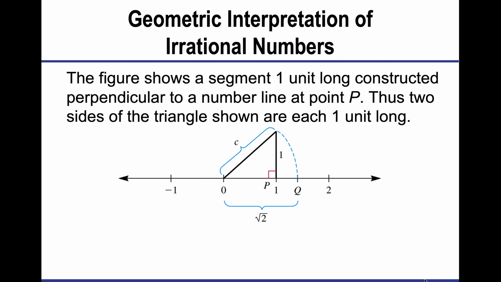Here I have a figure and it's going to be on this number line. I have a triangle basically, and it's got a segment that's 1 unit long and it's perpendicular to that number line. That's what that little red box means. So if that's true, and I'm looking at the number line, then the height of this triangle is 1. The width of this triangle is 1.